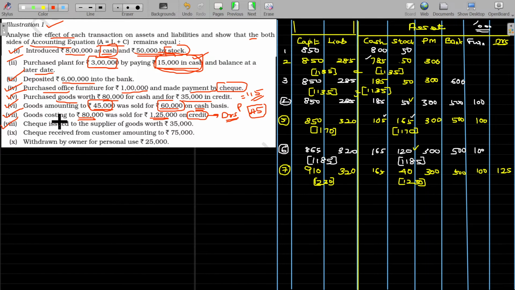In the 8th one, check issued to the supplier of goods worth rupees 35,000. Okay, eighth one. So I have issued the check. Payment is made, so bank balance will decrease. Here the bank balance is 500. As I have issued a check for rupees 35, to that extent the bank balance will reduce. The value being 465 now after this payment.